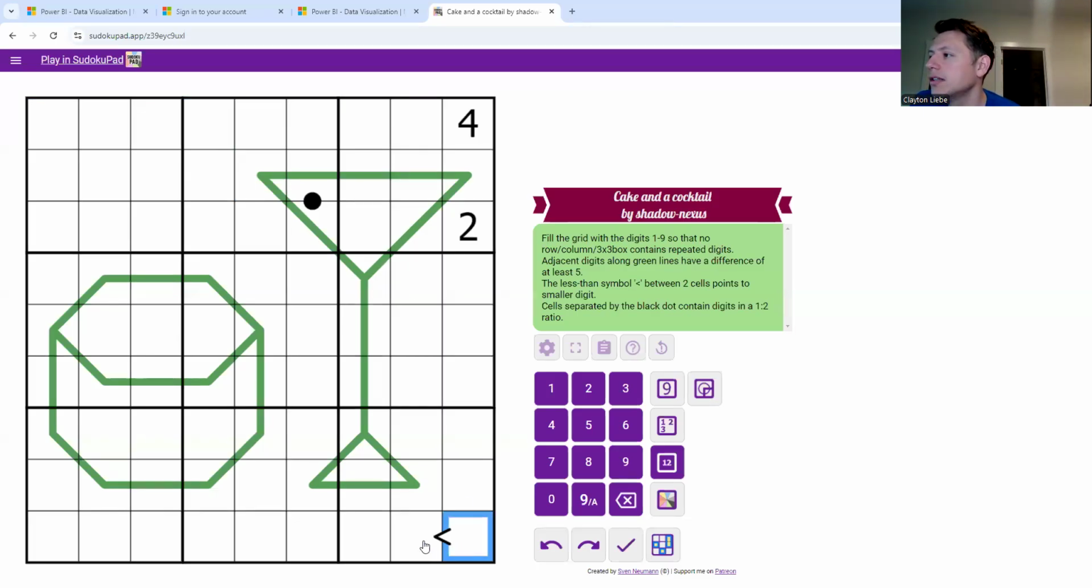We have an inequality sign. So the less than symbol between two cells points to the smaller digit. Yeah, this digit is smaller than this one. That's what that's saying. And then cells separated by a black dot have digits in a 1 to 2 ratio. And that's where we're going to start the puzzle.